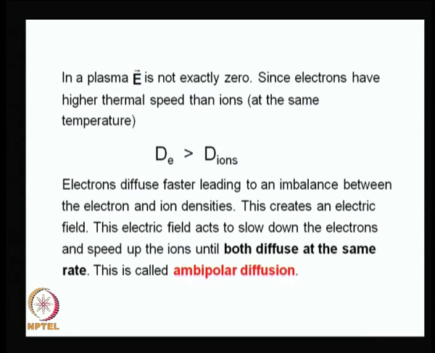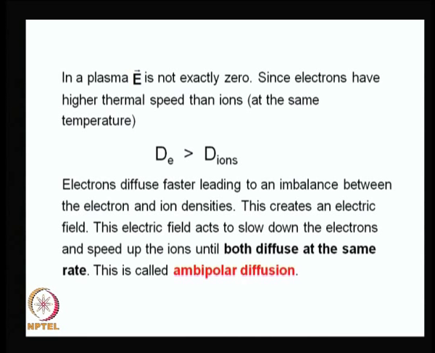However, you do know that the electric field is not exactly 0 in a plasma, because electrons have higher thermal speeds than ions. At the same temperature, the diffusion coefficient for electrons is greater than the diffusion coefficient for ions, and so electrons diffuse faster in the plasma. This leads to an imbalance between electron and ion densities, creating an electric field.